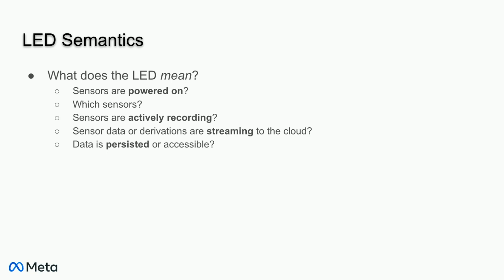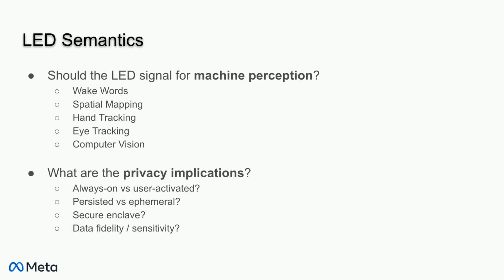Does it mean they're actively recording? And does that mean that data is flowing, like bits from the sensors, or the data is streaming to the cloud? Or the data is persisted somewhere such that it may be accessible to the user or the provider? And do we want this LED on for machine perception, such as wake words or spatial mapping or hand tracking or computer vision tasks? And to answer these questions, we need to consider very carefully all of the privacy implications of these things.